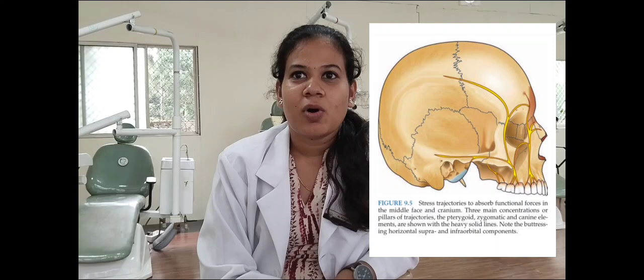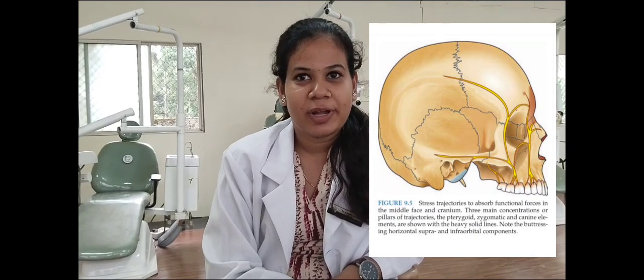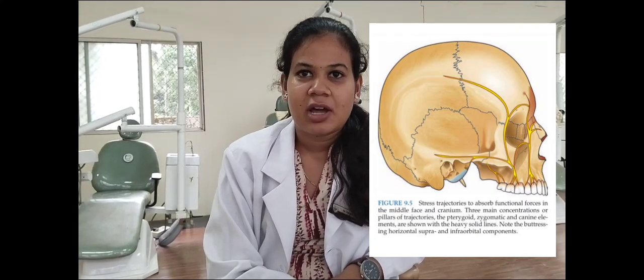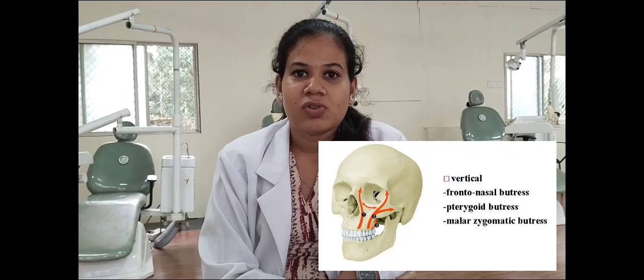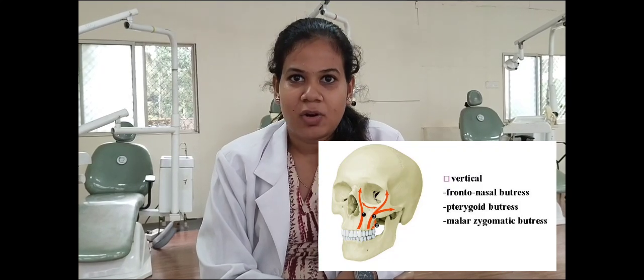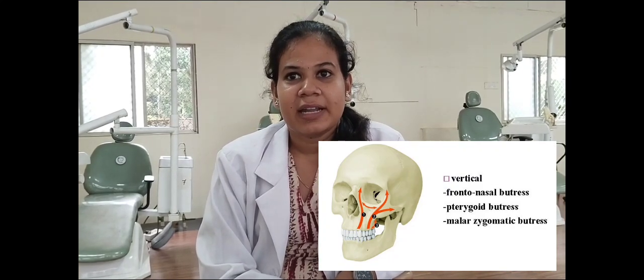The maxilla consists of bones and plates along with the support of bony thickenings. These are called buttresses. Buttresses are nothing but stress-bearing areas. The maxilla consists of vertical pillars and horizontal reinforcing members. Vertical pillars involve, first, the frontonasal vertical pillar or canine pillar, which runs vertically along the piriform aperture and crest of the nasal bone and ends in the frontal bone.